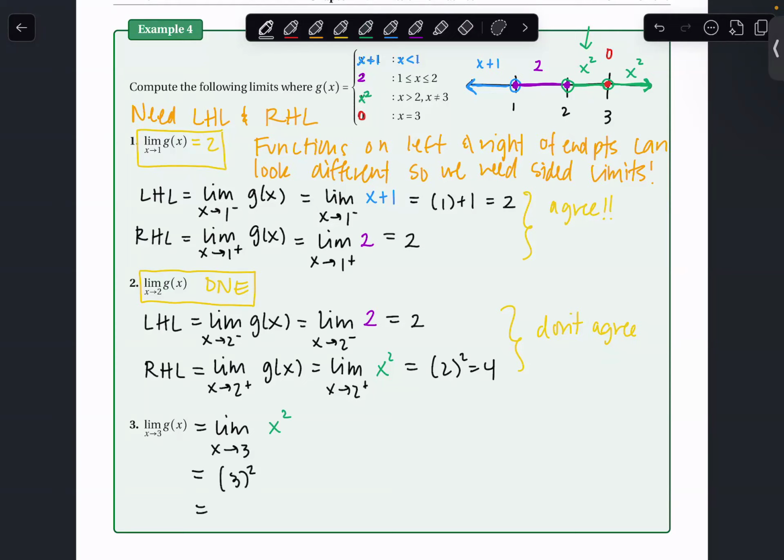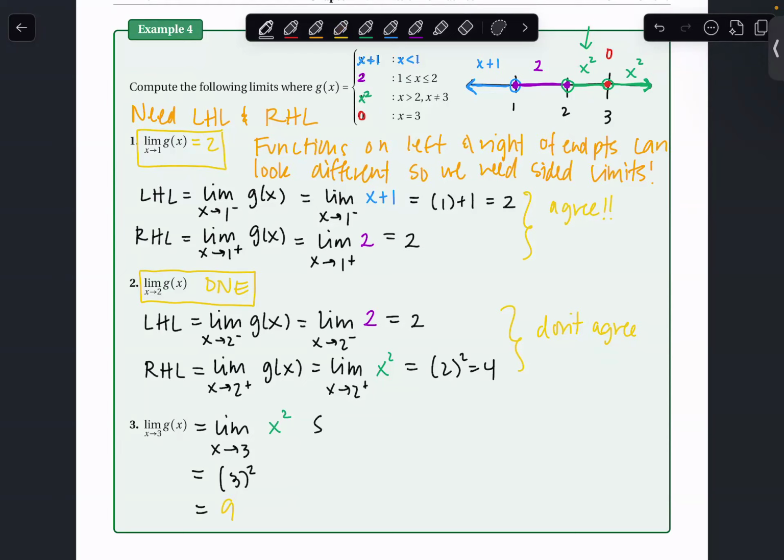And this gives me back 9, right? And I'm done. Much easier when I'm only working with one formula on the left and on the right. Again, I don't care what happens at the point, right? It can be undefined. It could be defined as a different number. My limit doesn't care what happens at the point, just what's happening nearby.